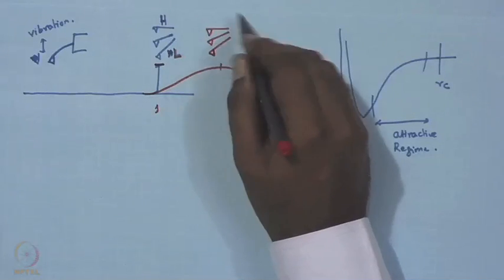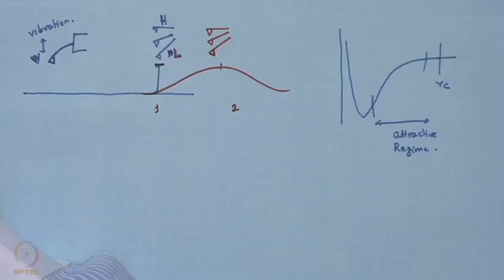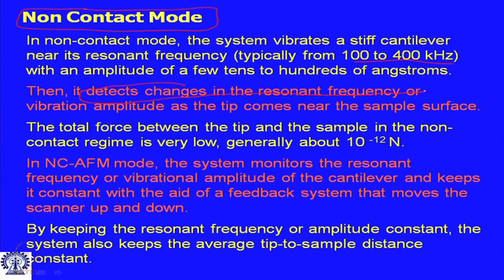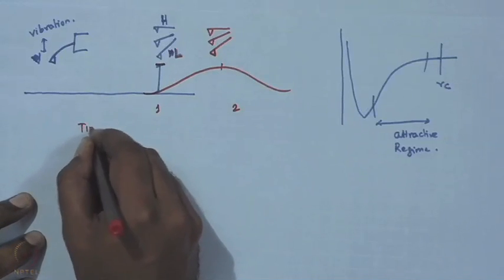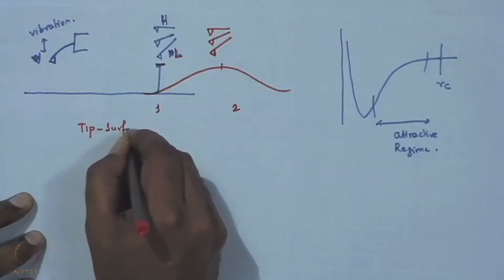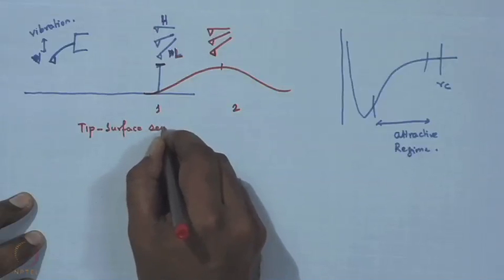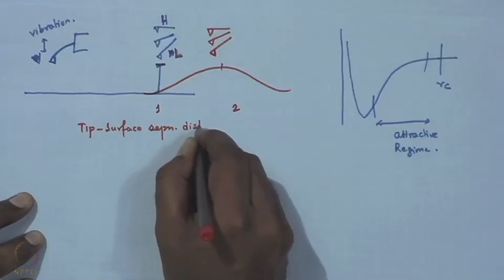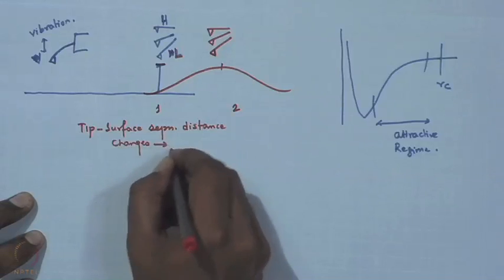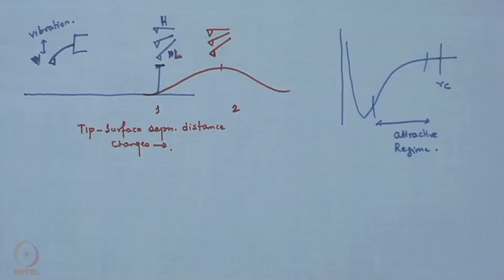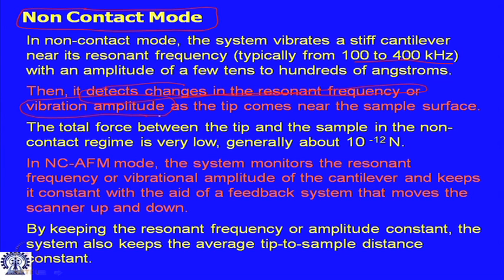So, this change in the oscillation detects the change in the resonant frequency or the vibration amplitude. Either the resonant frequency might change or the vibration amplitude might change as the tip surface separation distance changes, which is actually tracked, and based on that you generate a contrast.